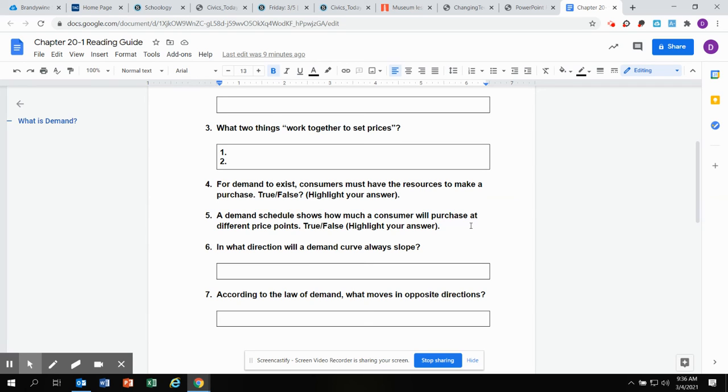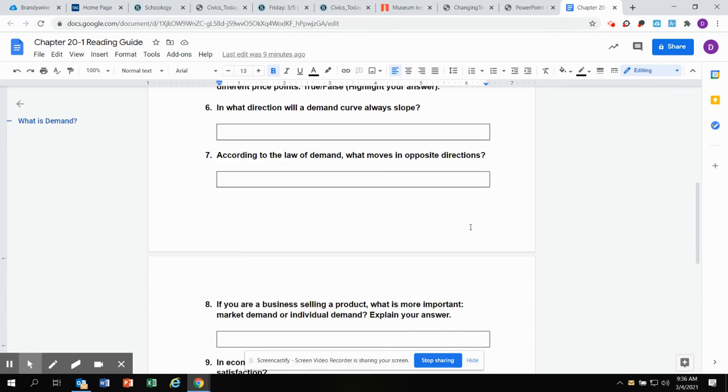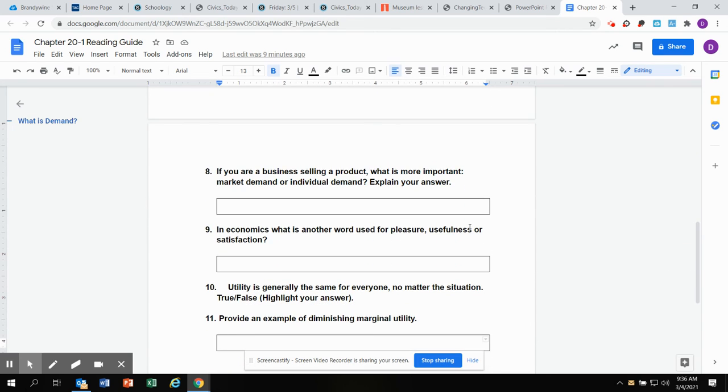True or false? Highlight your answer. A demand schedule shows how much a consumer will purchase at different price points. True or false? Highlight your answer. In what direction will a demand curve always slope? According to the law of demand, what moves in opposite directions? Number 8, if you are a business selling a product, what is more important, market demand or individual demand? Explain your answer. In economics, what is another word used for pleasure, usefulness, or satisfaction?